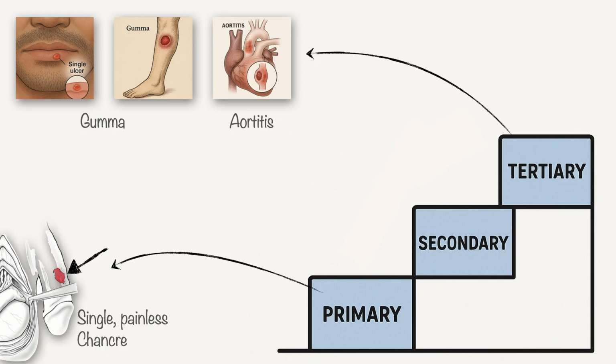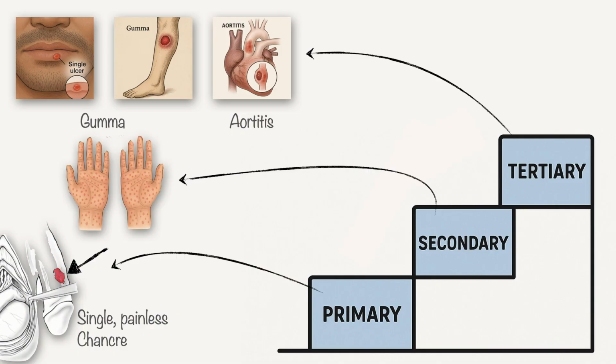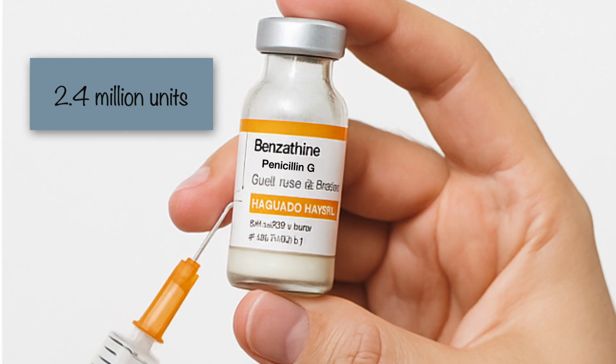When you connect all the clues of this case, the healed canker, the systemic palms and soles rash, systemic symptoms, lymphadenopathy, and positive serology, this presentation is classic for secondary syphilis. The recommended treatment is a single intramuscular dose of benzathine penicillin G, 2.4 million units.